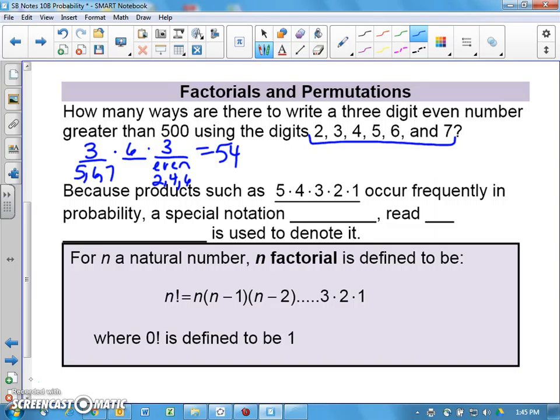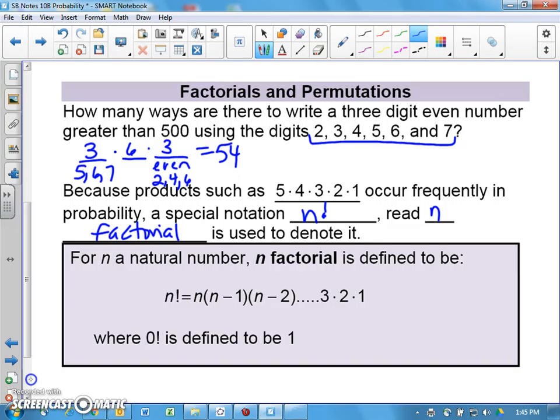Moving on to talk about factorials. Products like 5, 4, 3, 2, 1, when you just multiply all the numbers going down, happens a lot in probability. And so we use a special notation that looks like this. And we read this n factorial. We do not read that n exclamation point. So for a natural number n, the factorial is defined to be that number times the one below it times the one below that, etc., all the way down to 1. 0 factorial would be defined to be 1.